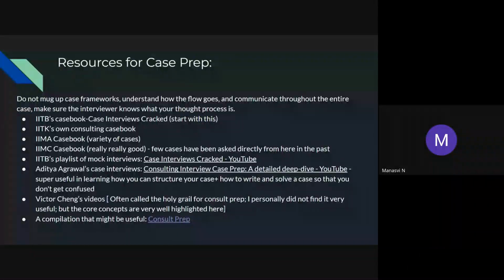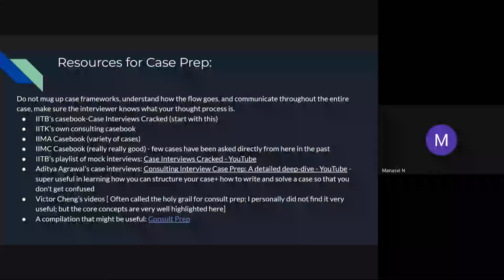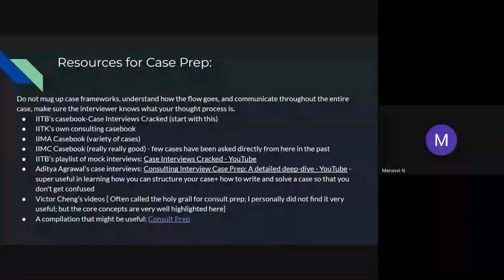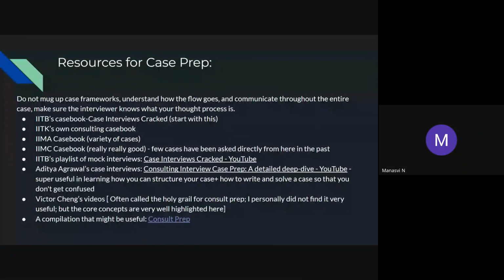I've listed down a lot of resources for case prep. The ones that I personally found the most useful when I was starting out was IIT Bombay's casebook called Case Interview Fraud. Brilliant casebook, you can start with that. I mean, very good for beginners. And then after that, I also looked at Aditya Agrawal's case interviews. That is also considered to be really, really good. And I agree, you get to learn how exactly you can solve a case, like how to utilize a paper in order to solve a case, how you can make it neat so that you don't get confused at the end of the day.